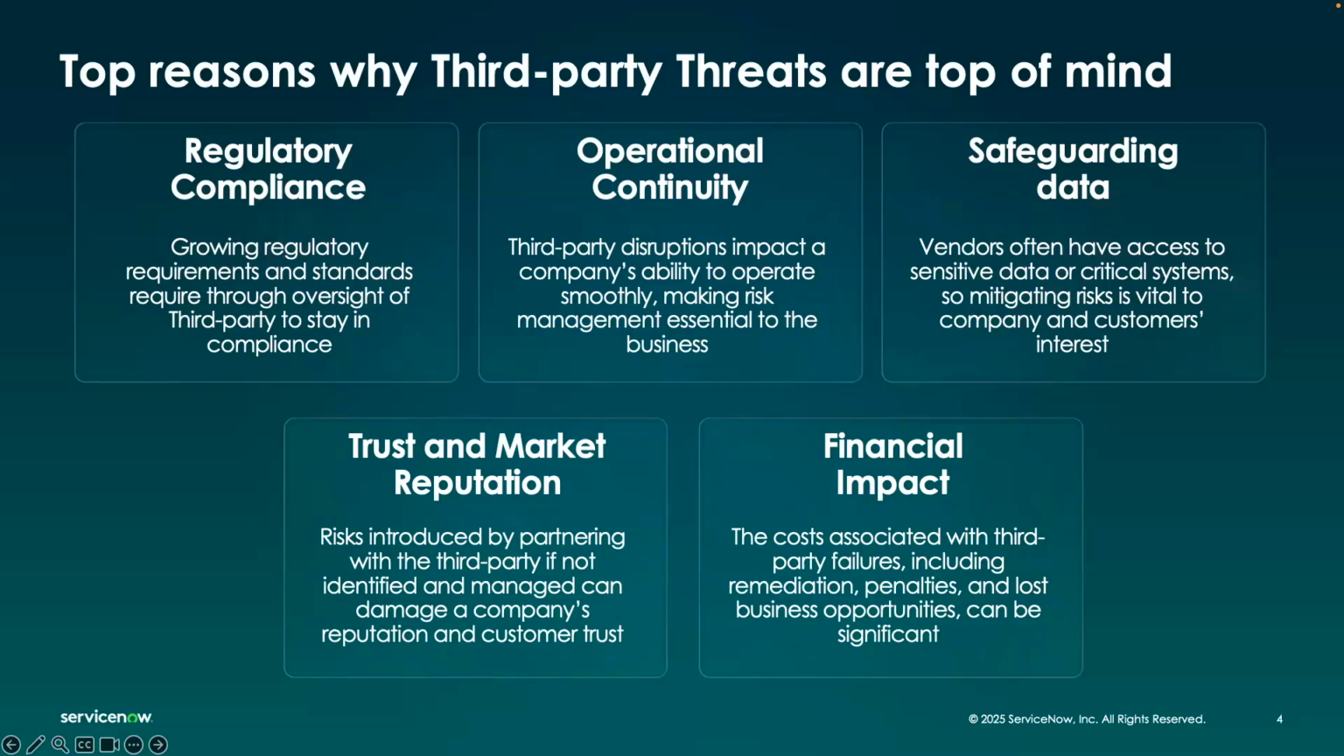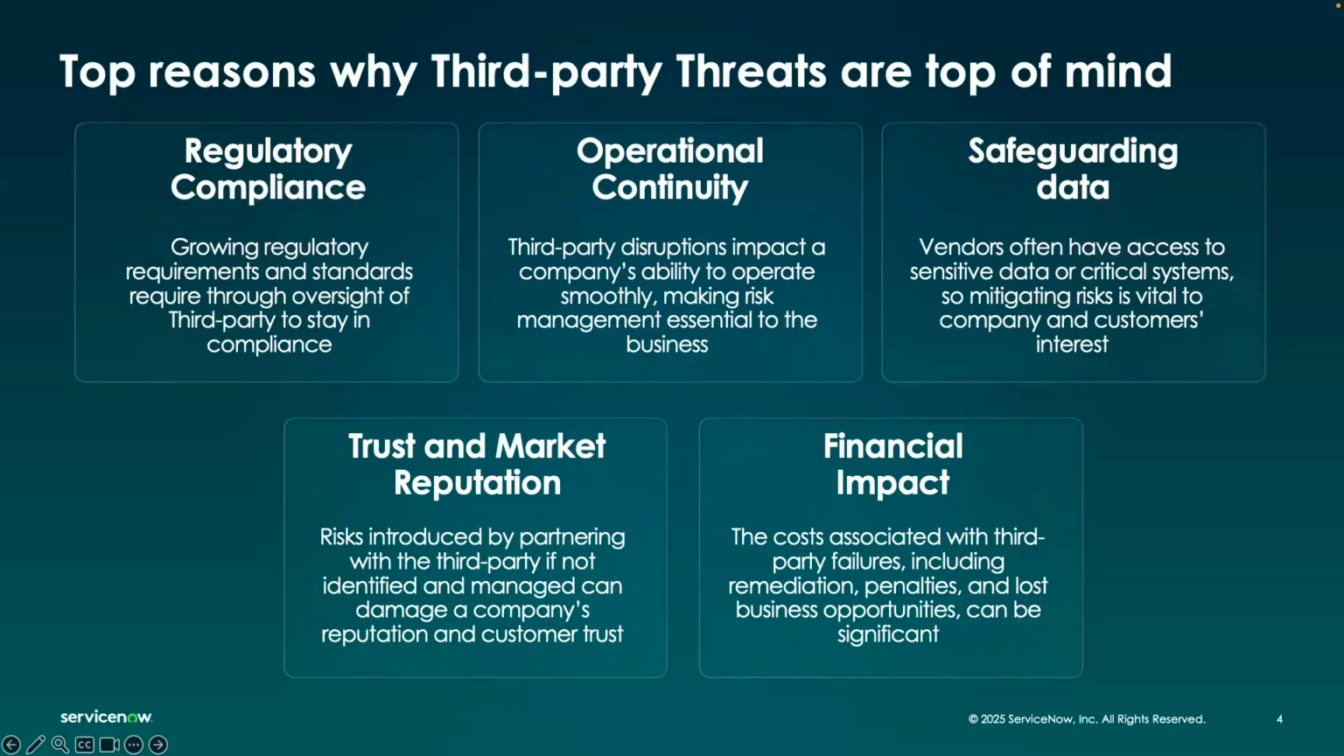Second, operational continuity. Many third parties deliver services that are critical to business operations. If one of them experiences a disruption, a cyber attack, financial collapse, or even just a major outage, it can cause ripple effects across the organization. That's why proactive risk identification and mitigation are key to avoiding operational blind spots.